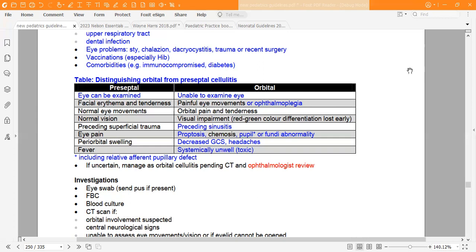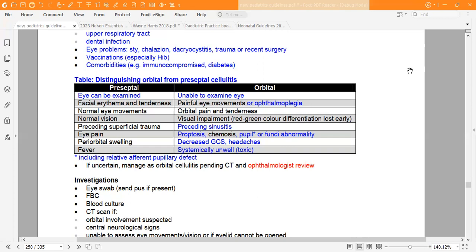In preseptal, we have periorbital swelling. In orbital, we have decreased Glasgow coma scale and headaches. So even the Glasgow coma scale will be affected in orbital. In preseptal, there is a fever. In orbital, the baby or child will be systemically unwell, a toxic child.